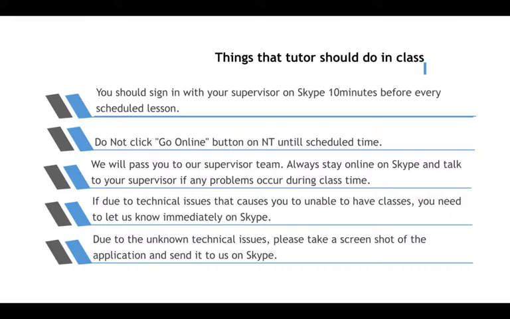Also, we will pass you to our supervisor team. Stay online on Skype all the time. Talk to your supervisor when you have any problem during the class. For example, if there are technical issues and you can't have the class, you or the kids are online and you can't connect, or you cannot get the course material out, anything technical related, let your supervisor know on Skype immediately so we can solve it right away.